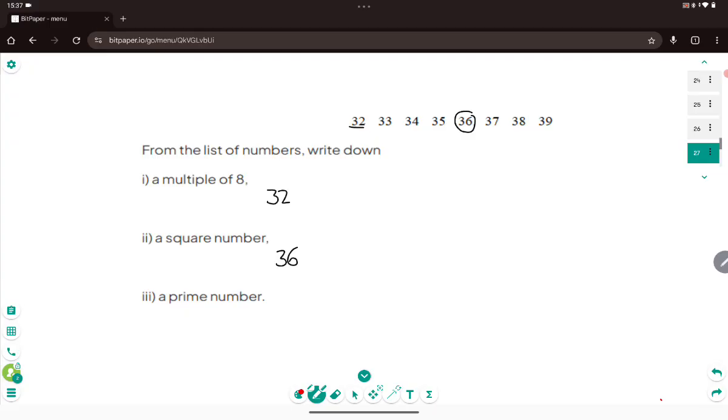A prime number. Right, well, I know 32 has a few factors here: 2, 16, 8. It's not that one. 33 has more than 2 factors because it's got 1, 33, 3 and 11. 34, I know, has got more than 2 factors because we've got 1, 34, 2, 17. 35 is in the 5 times table, no. So 37 is a prime number.